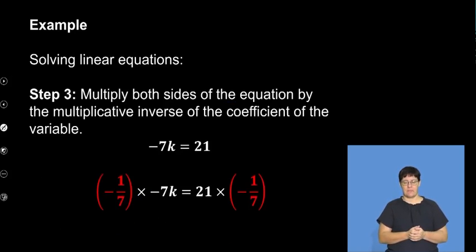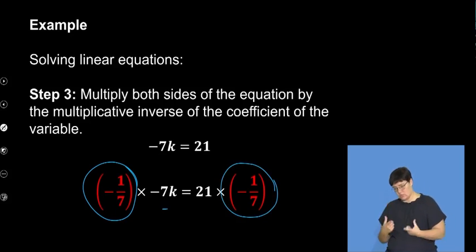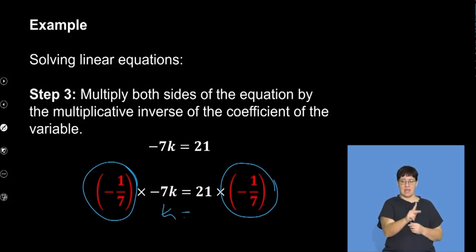So what does this mean? You multiply both sides of the equation by the multiplicative inverse of the coefficient of the variable. So as I said, that's negative 1 over 7. And you must also do it on the right-hand side. And then at the end, I will get k is equal to negative 3.